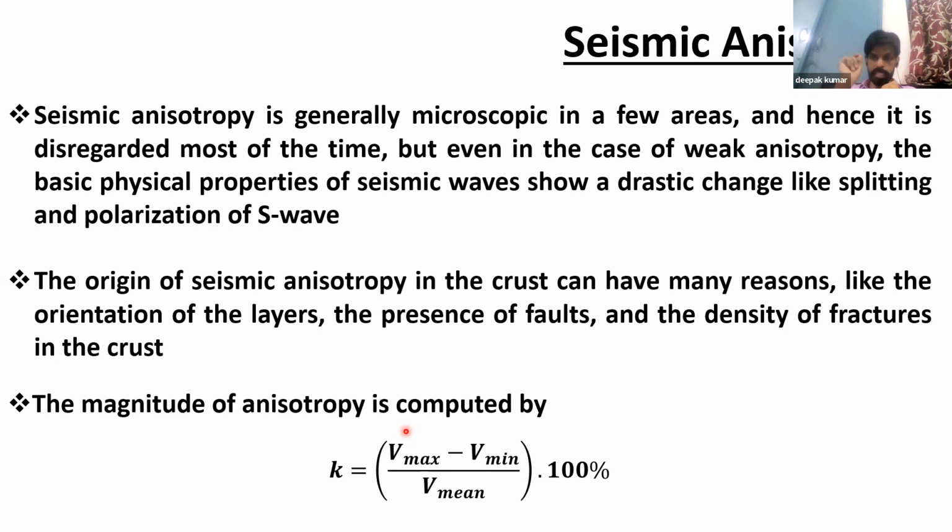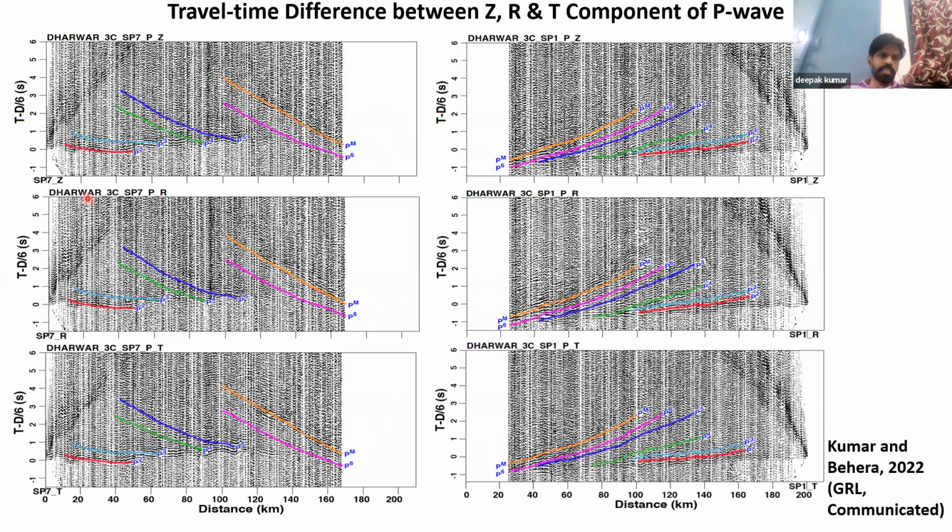And the best way to understand if anisotropy is present or not is by studying the S wave, because S wave splits into two waves polarized in two different planes with two different velocities in an anisotropic media. So that is why S wave is very important. This is an example for shot point 1 and shot point 7 for P wave. This is for Z component, R component, and T component.